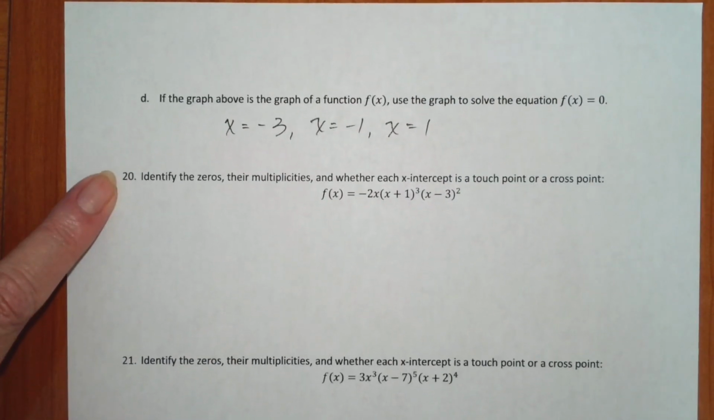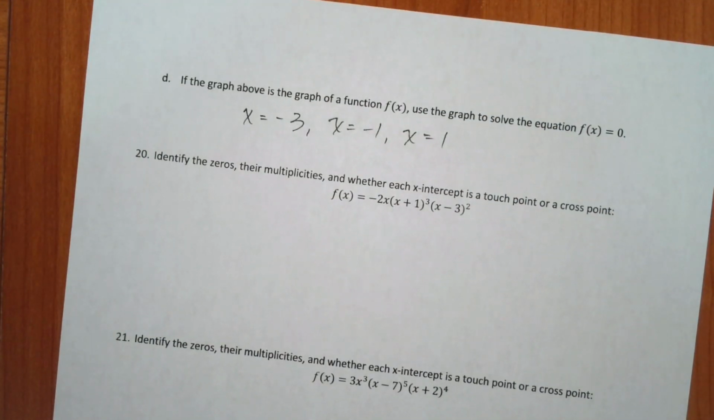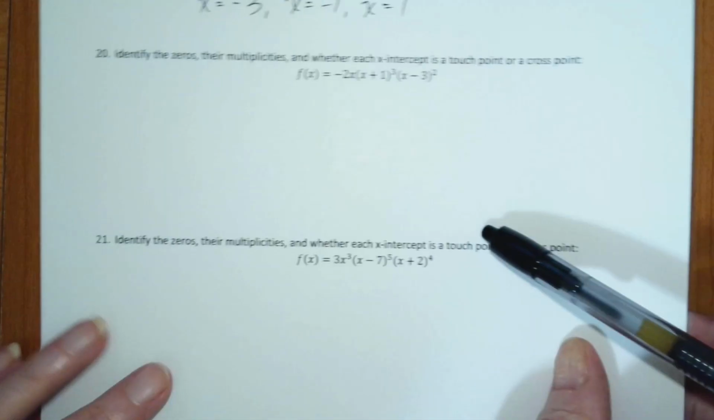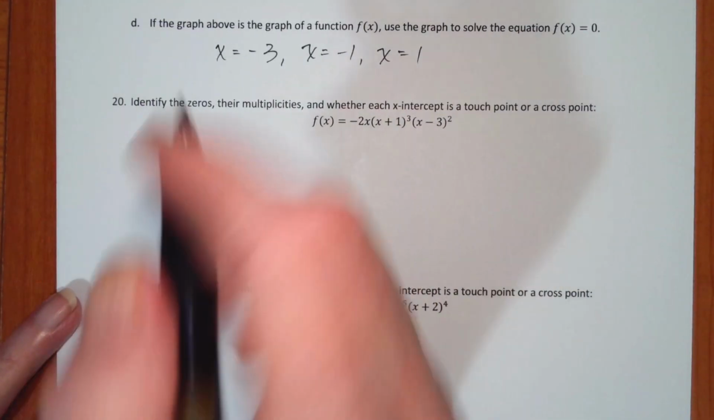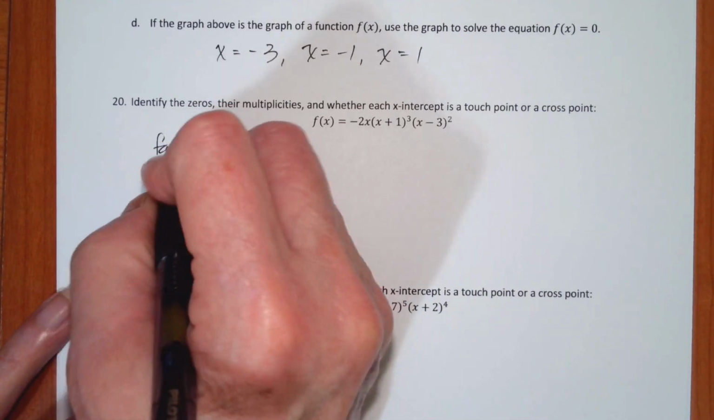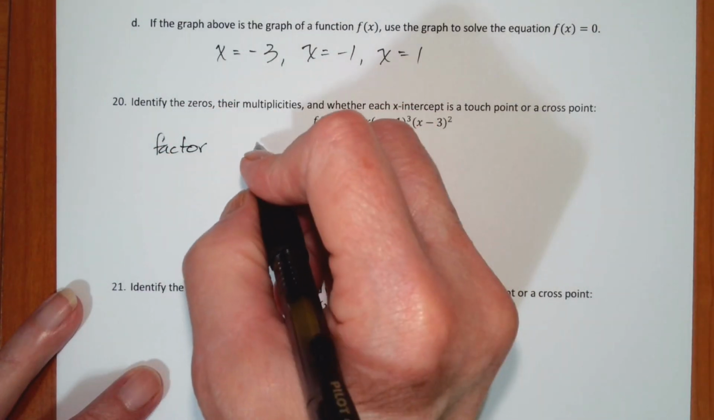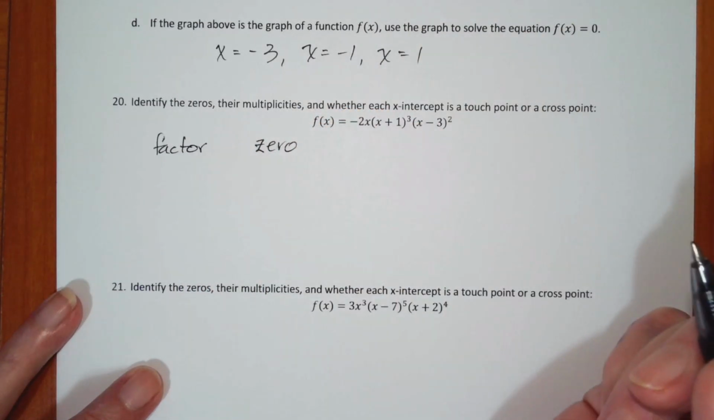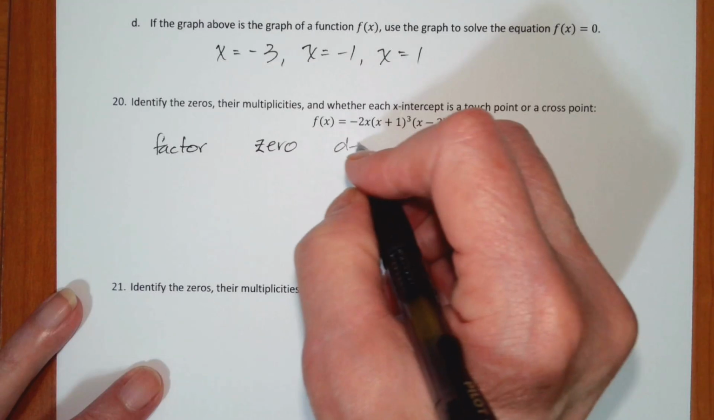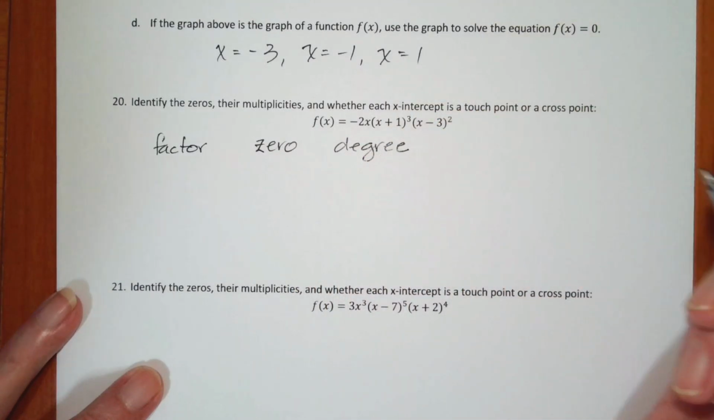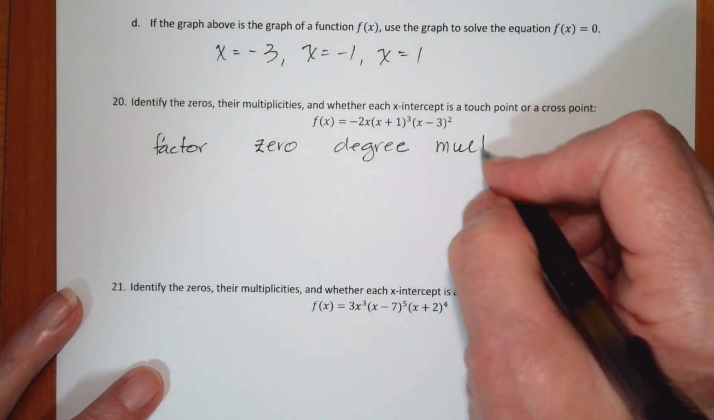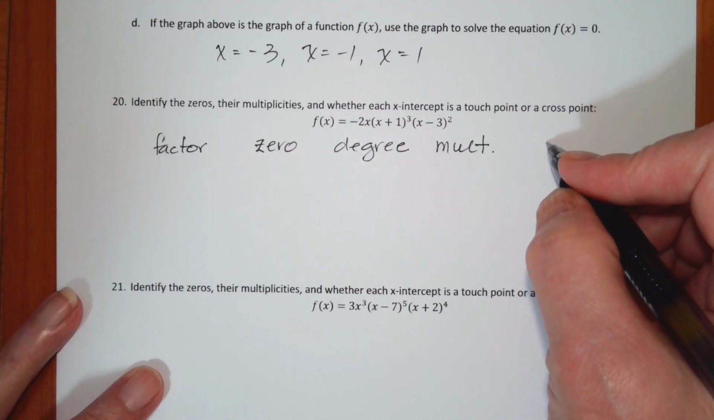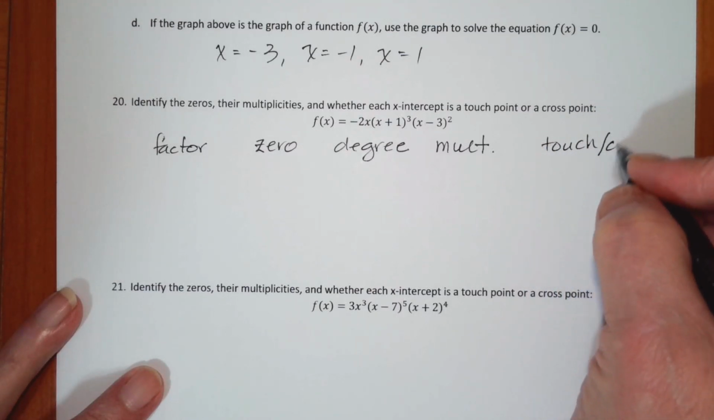Okie dokie. Identify the zeros, their multiplicity, and whether the intercept is a touch point or a cross point. Okay, so I'm going to make a table for what my factor is, what the zero is, what the degree is, which tells me the multiplicity, and is it a touch or a cross.